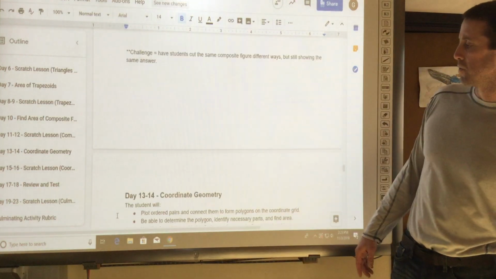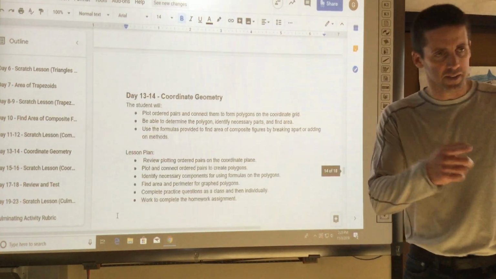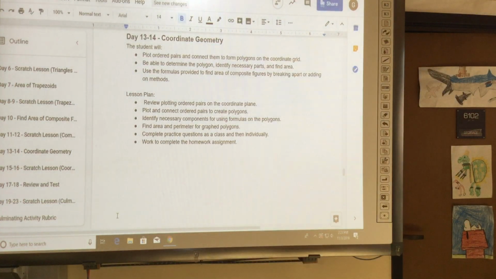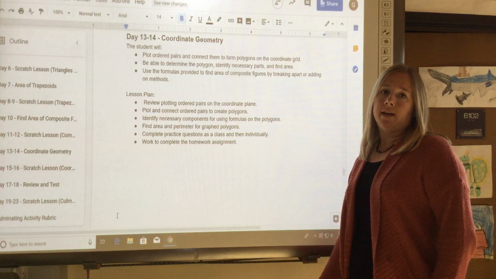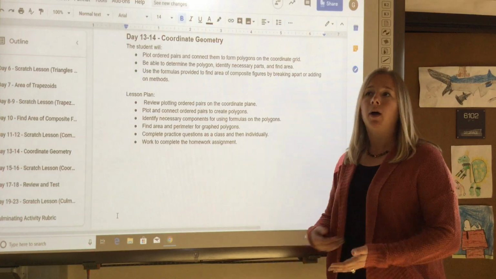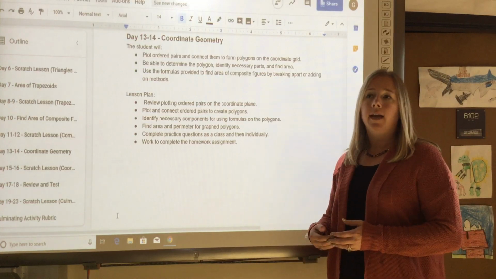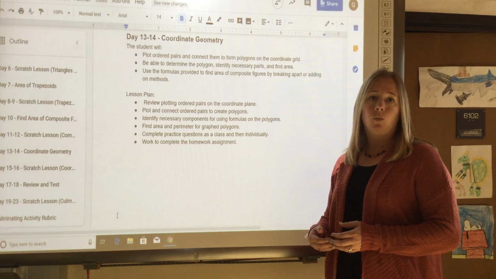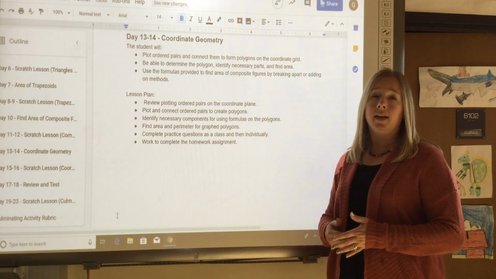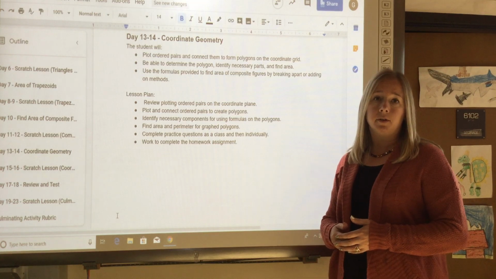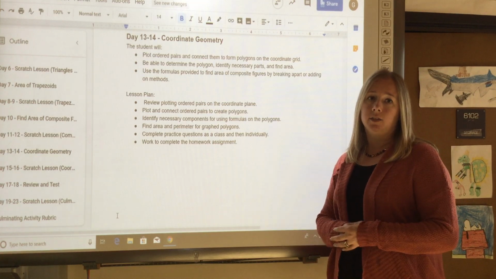Go down to the next one, coordinate geometry. This is you, Krista. This last lesson has to do with being able to plot ordered pairs and connect them, determine what polygon it is that they've created, and then be able to use what they know about base and height to find the right angles, to find area, and also to be able to find perimeter of some of the objects as they're drawn on the coordinate plane.